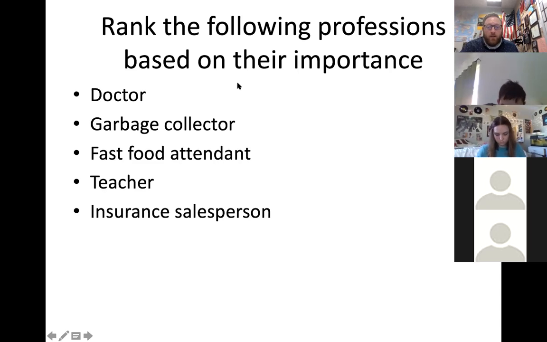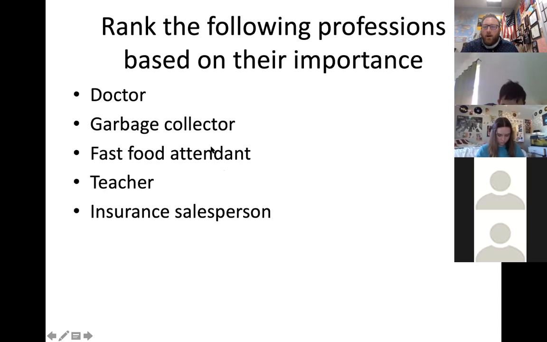Technically speaking, all of these are equally important, right? If the doctor doesn't have someone to collect their garbage, to flip their burgers, or to teach them how to doctor or give them insurance, they're not going to be able to doctor. And a garbage collector won't be able to collect the garbage without someone flipping the burgers or teaching or in sales or doctor, etc. Right? Does everyone understand that? Have I convinced you that communism and socialism are perfect yet?